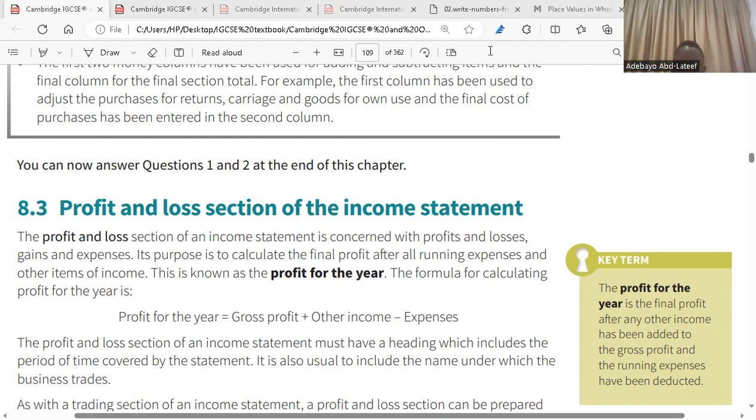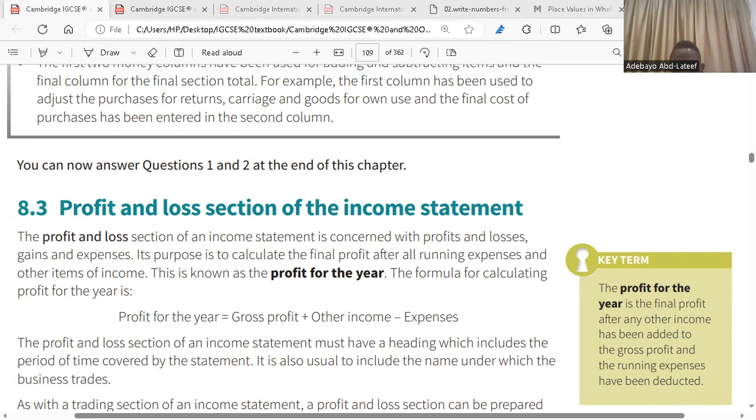So in the profit and loss section of the income statement, what we need from the trading section is the gross profit, which is sales minus cost of sales. As soon as we get our sales minus cost of sales, which gives us our gross profit, we take our gross profit down and we add all the incomes in the profit and loss section minus expenses. That's how we get our profit for the year.